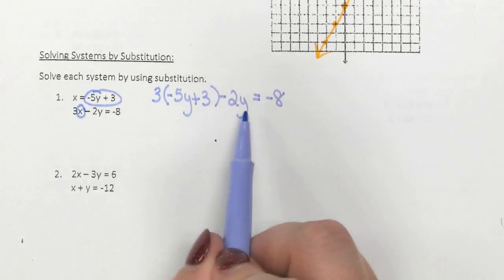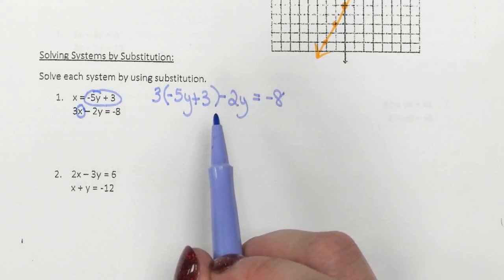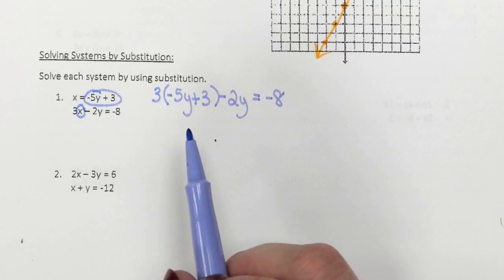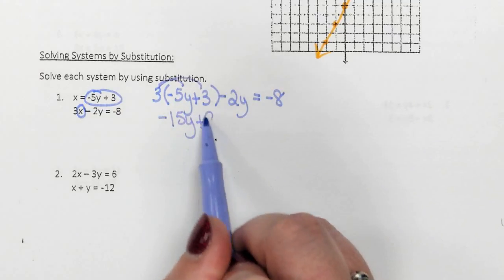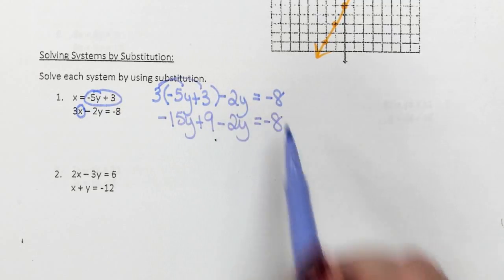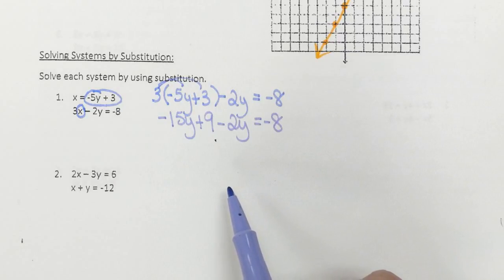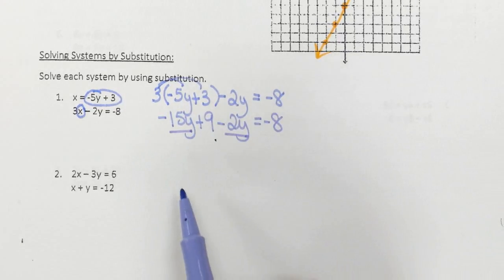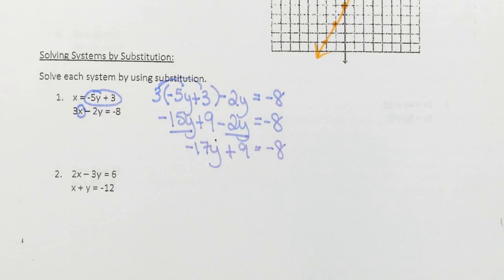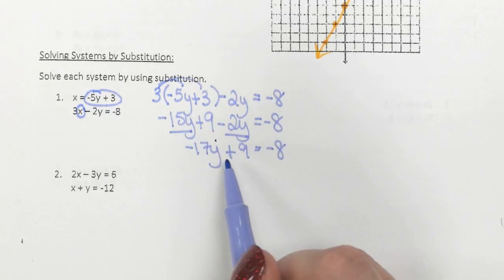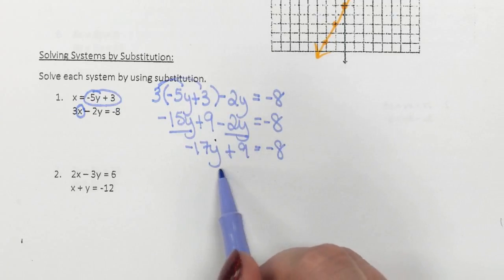So what's the whole point of doing that? What's the only letter that you have now? Y. So now you can solve for y. So we can distribute the 3. Then we have negative 15 minus 2. They're on the same side, so we're not going to do the opposite. We're going to add them together. Gives you negative 17. Y'all okay with that? Alright, and then subtract the 9 over. So what would that give you?